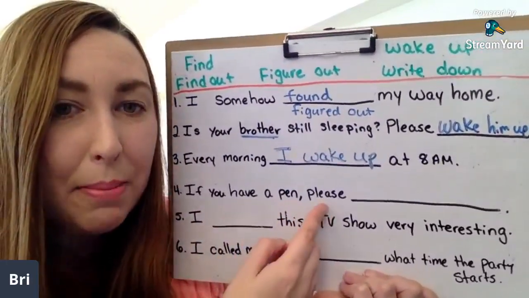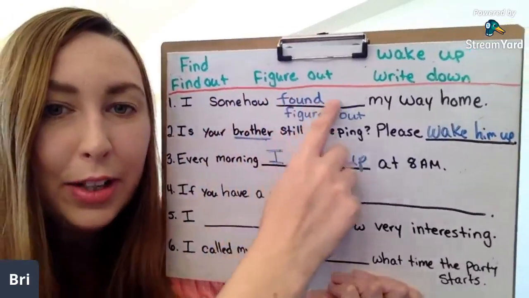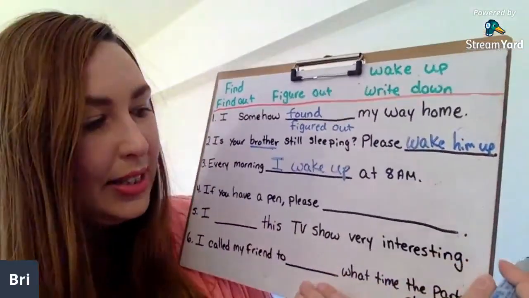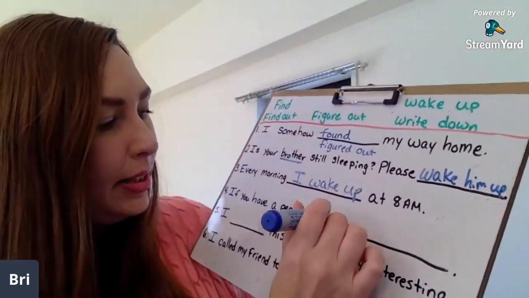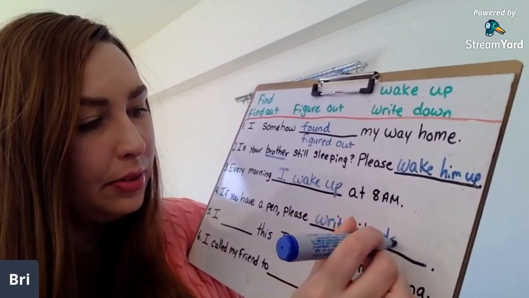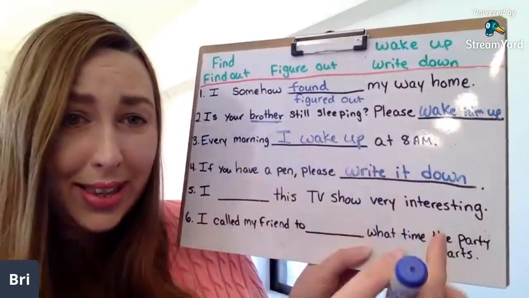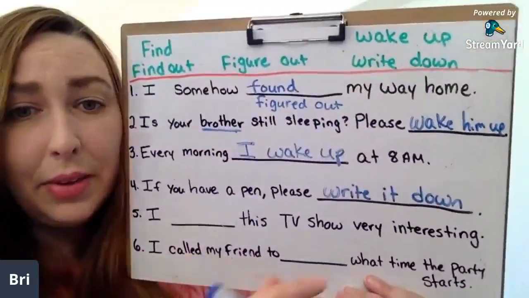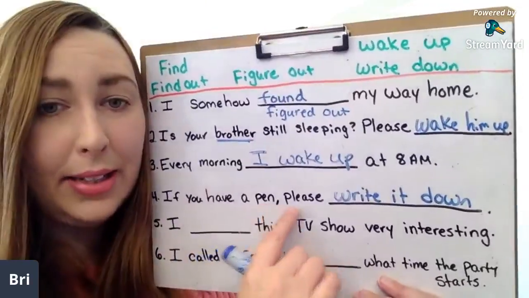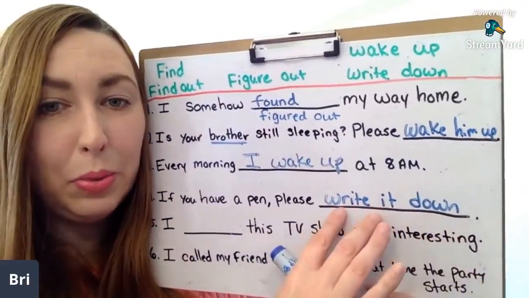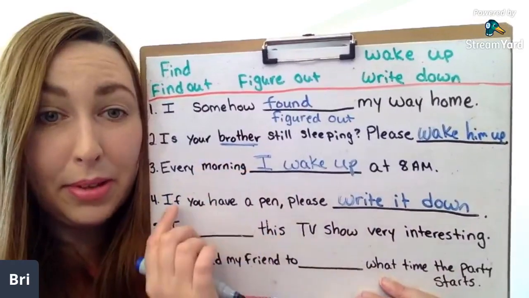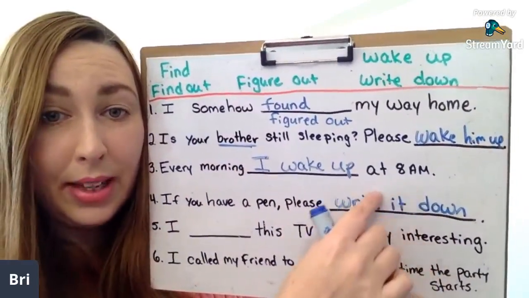If you have a pen, please. We have find out, figure out, wake up, write down. Oh, good job. Very good. Okay, so here I see a lot of correct answers. If you have a pen, please, we could say write it down, or write this down, or write that down. Okay? So here we have a separable phrasal verb. If you have a pen, please write it down, or please write this down, write that down. Okay, so this is separable. We have the direct object here in between.